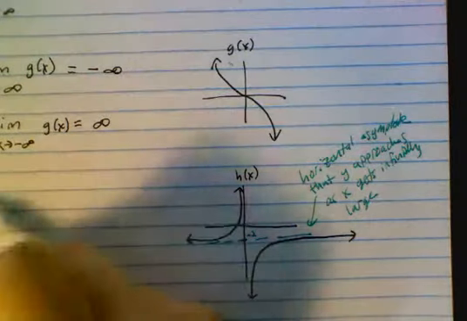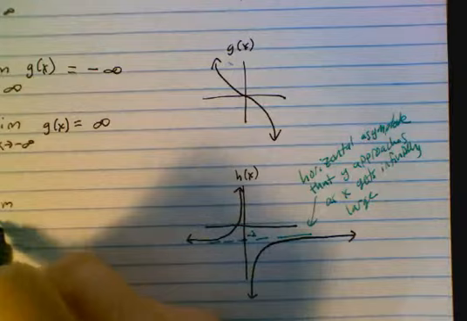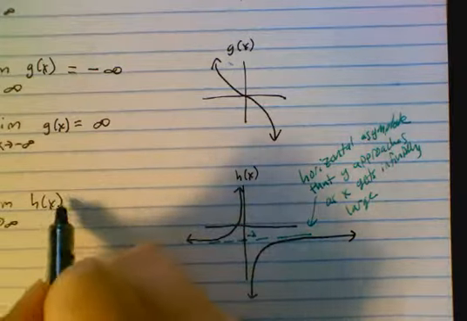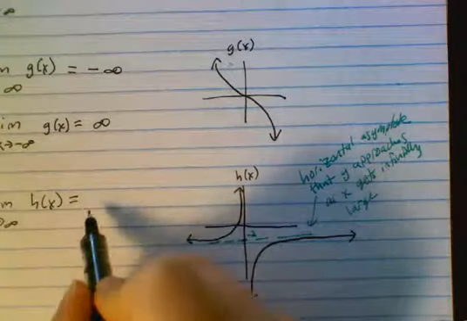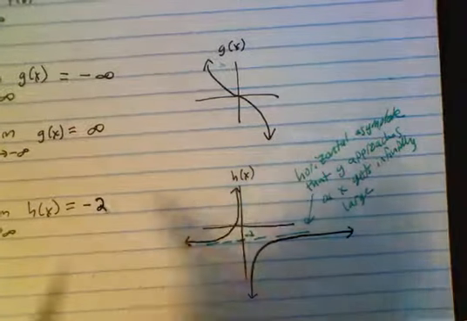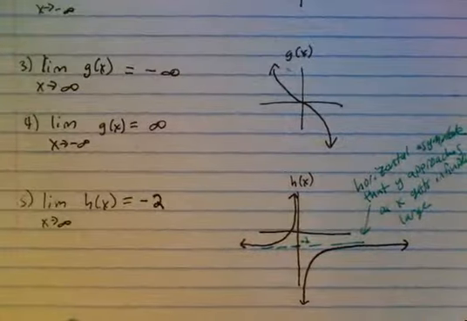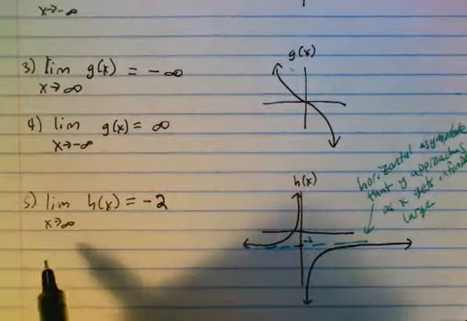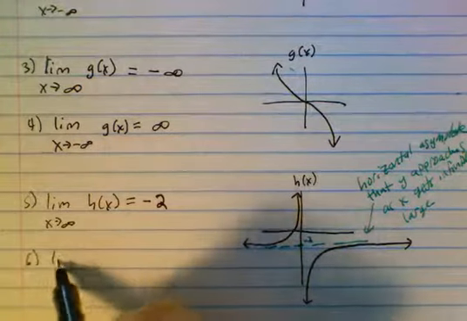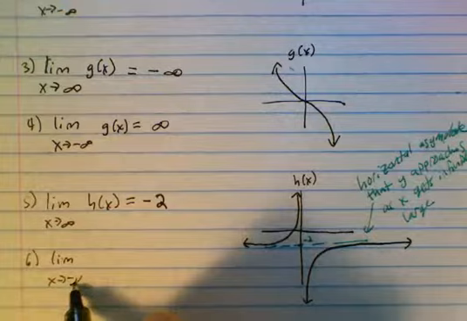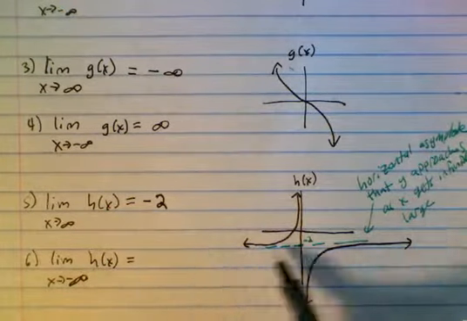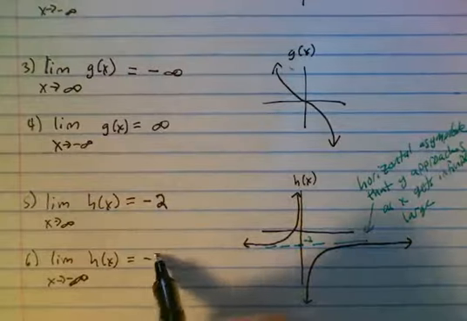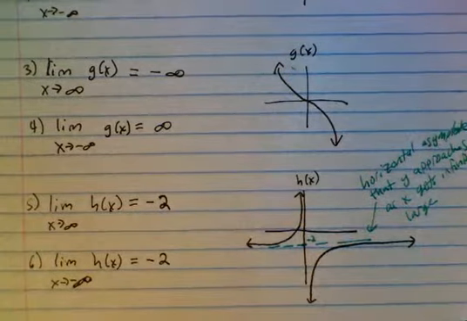So in that case, if we're asked for the limit as x approaches infinity of h of x, it's not positive or negative infinity because it's approaching this number, this negative 2. So that's just our limit. Likewise, in this case, the limit as x approaches negative infinity, that was also approaching this horizontal asymptote, negative 2. It doesn't have to be the same one, but in this case, it happens to be.